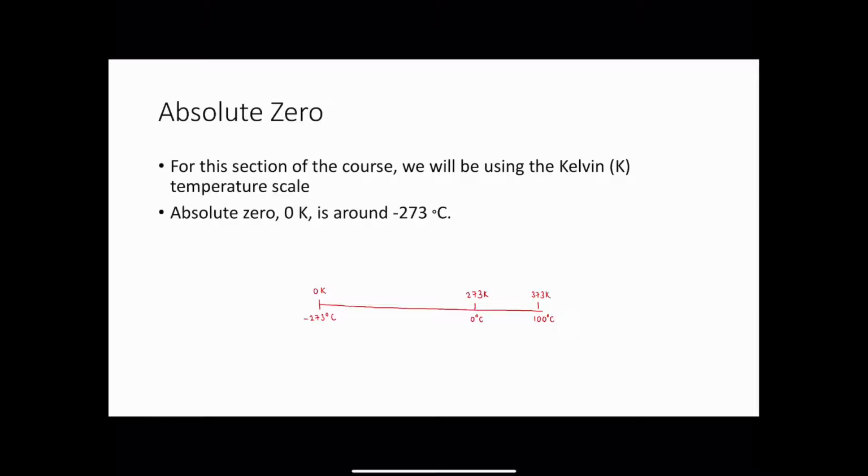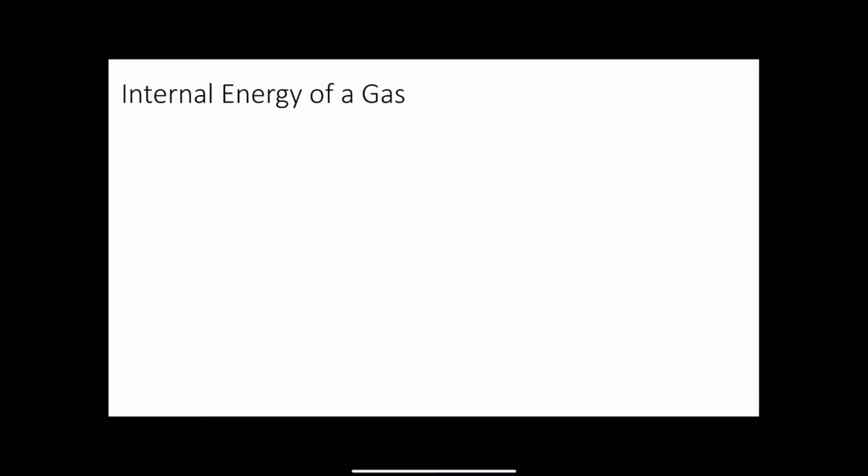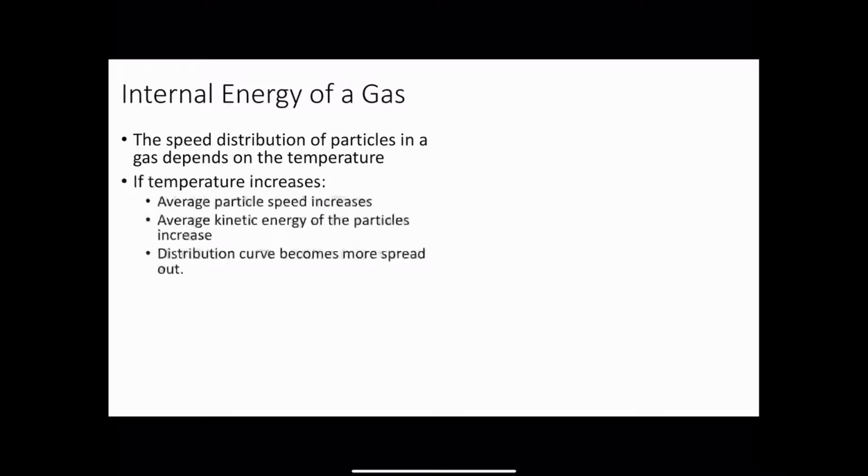Okay, great. So next, what we need to think about is the internal energy. And in this instance, we're going to be looking specifically at the internal energy of a gas, although a lot of these things do also apply to liquids and solids. So, the speed distribution of particles in a gas depends on the temperature. That's something that you will be familiar with from GCSE. If the temperature increases, then we also know that the average particle speed increases. That means that the average kinetic energy of the particles will increase.